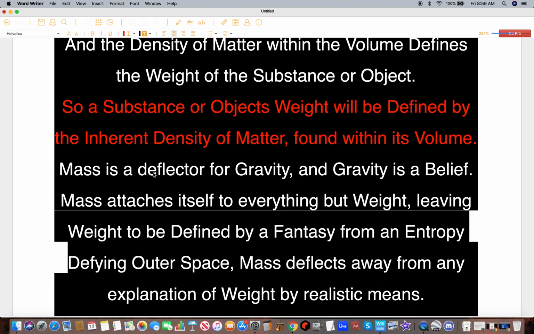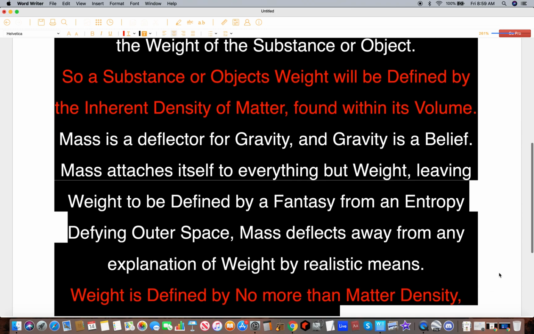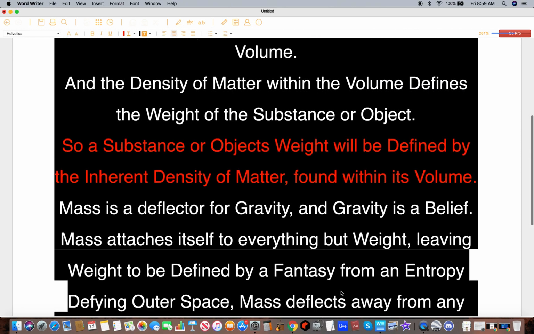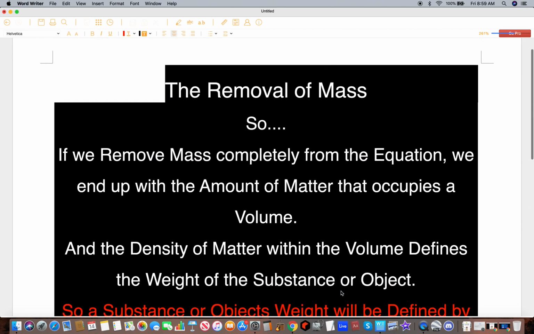I'll read that again. Mass is a deflector for gravity, and gravity is a belief. Mass attaches itself to everything but weight, leaving weight to be defined by a fantasy from an entropy-defying outer space. Mass deflects away from any explanation of weight by realistic means. Weight is defined by no more than matter density and nothing else. I'll read all that one more time before we finish.